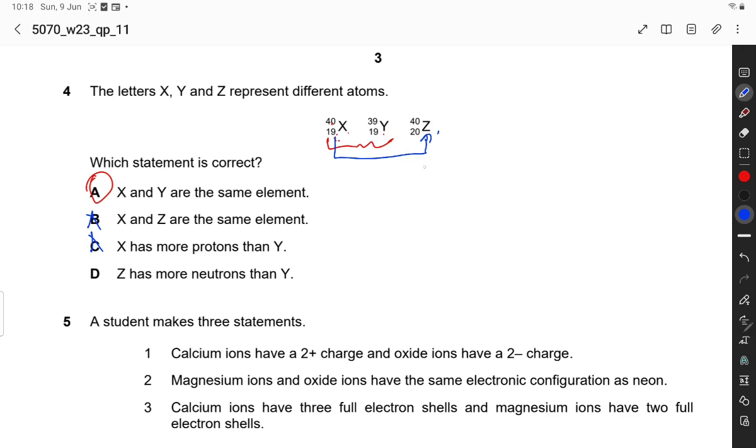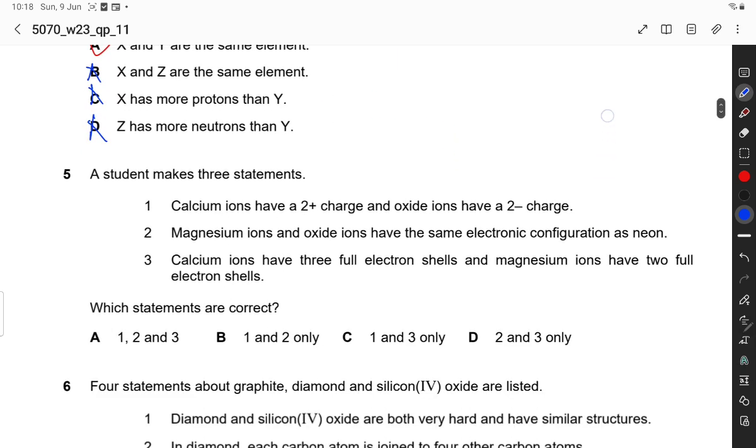No, Z has 20 neutrons and Y also has 20 neutrons. So it is also incorrect. A option is correct option.